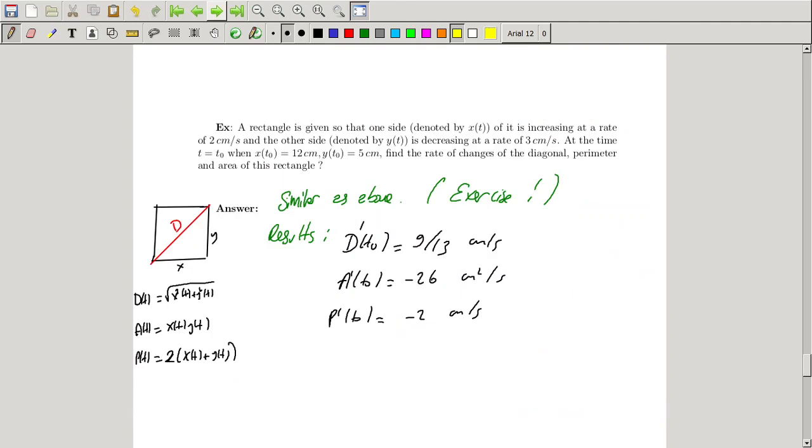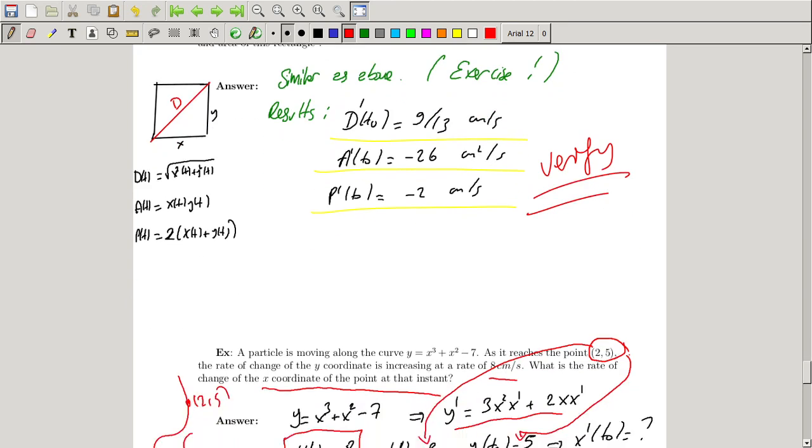Again, a rectangle question. Again, I omit that one, but the results are given. So these are the results. Please verify this calculation. It is important that you are able to verify this calculation.